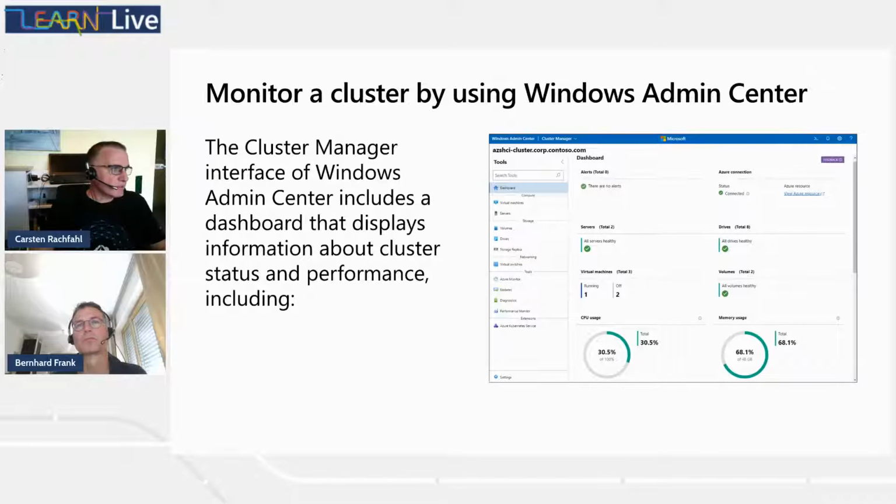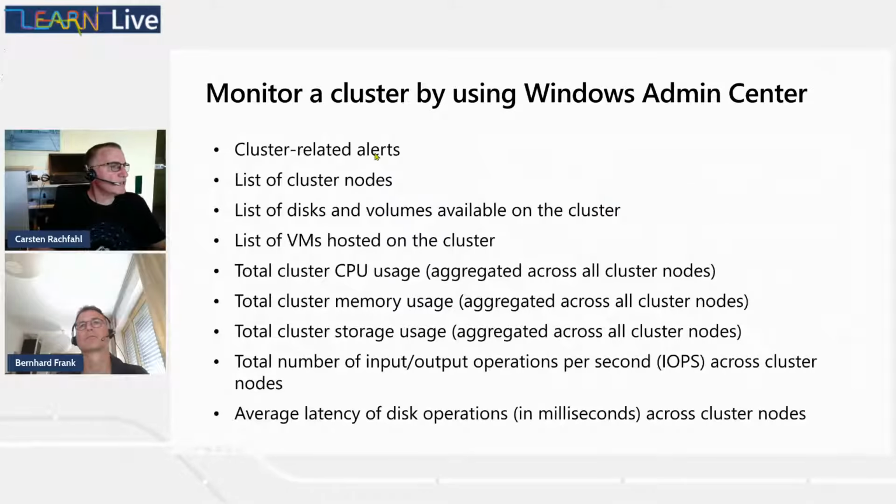So let's have a look at some scenarios in Windows Admin Center for monitoring. Here we have a lot of things: cluster related alerts, list of cluster nodes, list of disks and volumes available on the cluster, list of VMs hosted on the cluster, total cluster CPU usage. That I really like. You see how much CPU the VMs and the workloads use in the whole cluster, how much memory. We can deep dive into single things like VMs and see all this information.